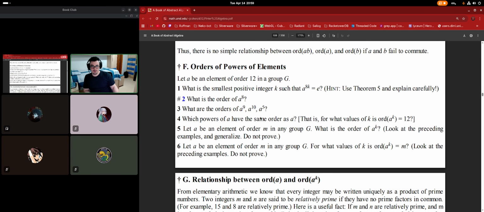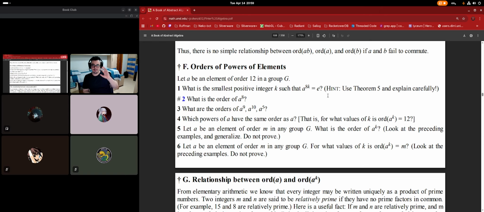So F, orders of powers of elements. Let A be an element of order 12 in group G. What does that mean? It means that you have to apply the operation A to itself 12 times in order to get the identity element in G. What is the smallest positive k such that a to the 8k equals e? The answer is probably 24. No, 3, because 24 is a multiple of 12.